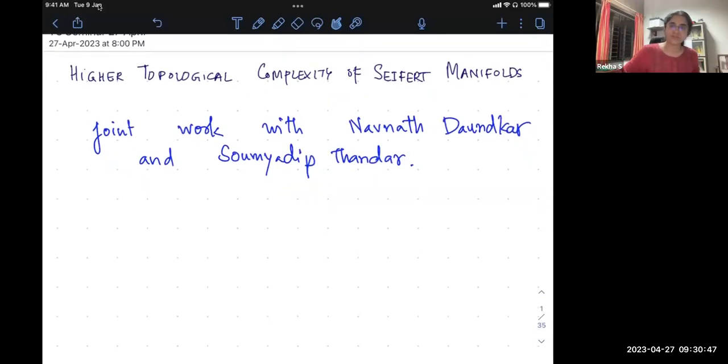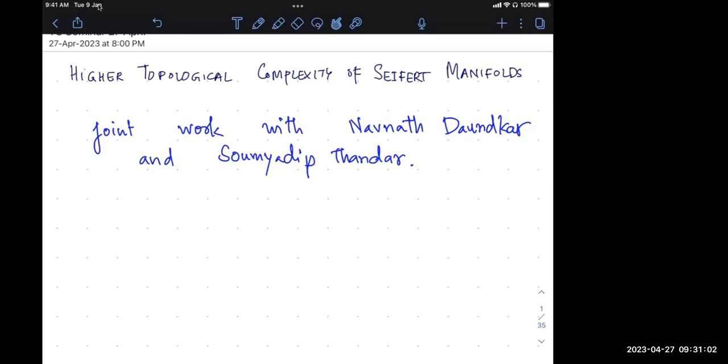So thank you for inviting me to give this talk. I'll be speaking about higher topological complexity of Seifert. Maybe I pronounced this wrong. Is Seifert the correct way to pronounce, or Seifert? Okay, manifolds. Yes, Seifert fibered manifolds. He was German. So.